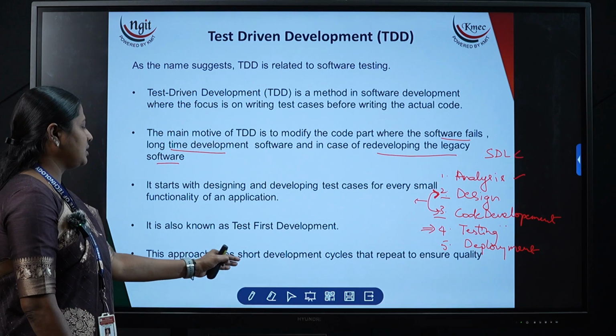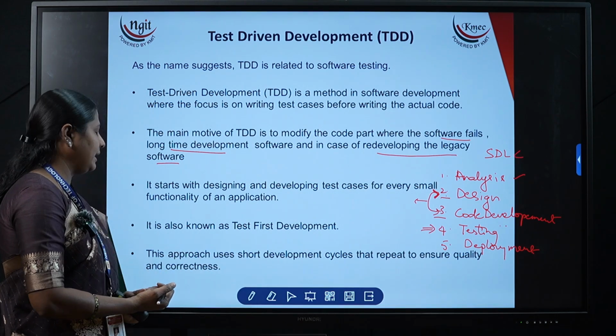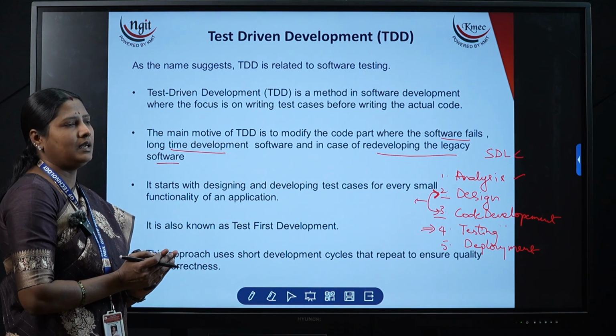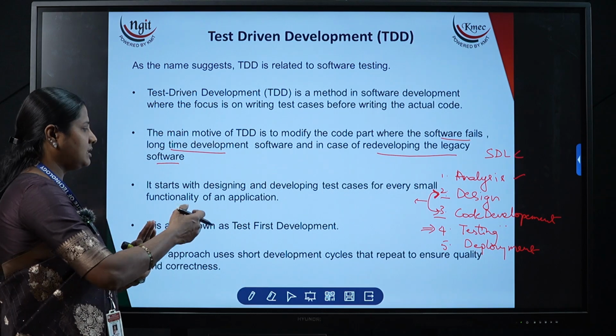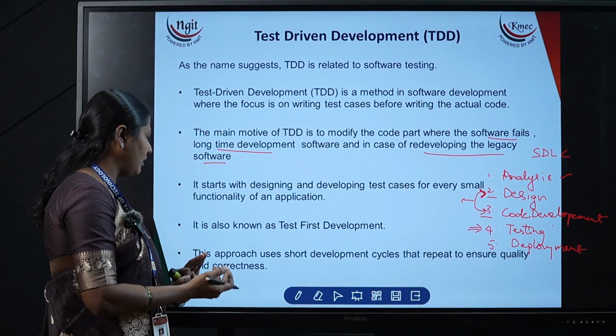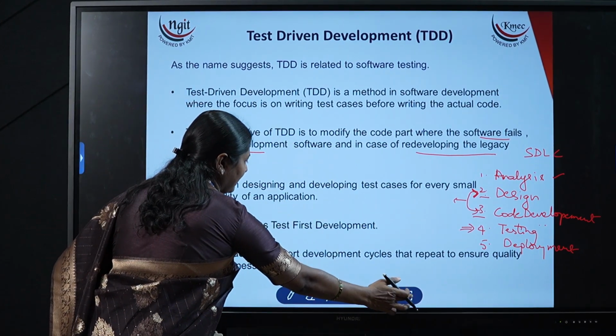This approach uses short development cycles that repeat to ensure quality and correctness. When we apply it to individual small functionalities, there is a scope of ensuring quality. We can improve the quality and correctness. So that is the main purpose why we use test-driven development.